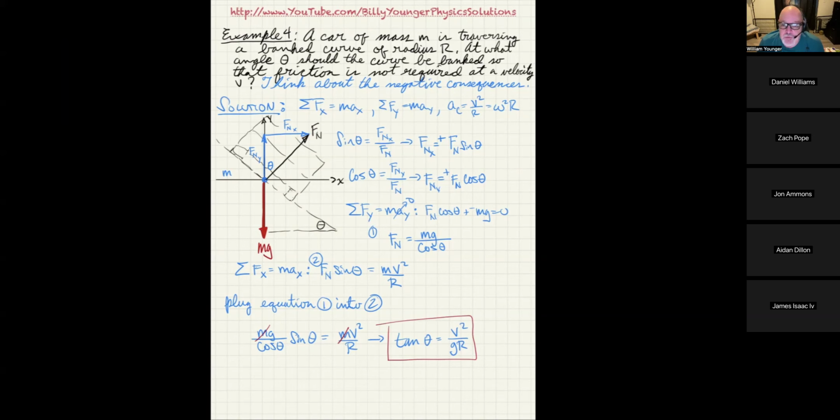Now, when I asked you to think about the negative consequences, can y'all think of a negative consequence if we actually design this for, let's say, 55 miles per hour? Can you think of a drawback to having it banked at the angle theta given by 55 miles per hour? If you have less, would you start sliding downwards? Exactly. Good job.